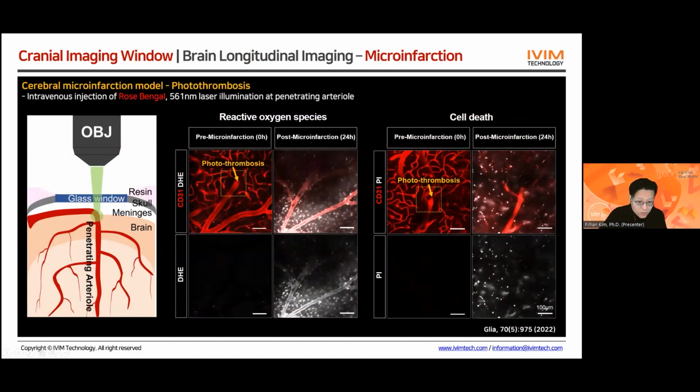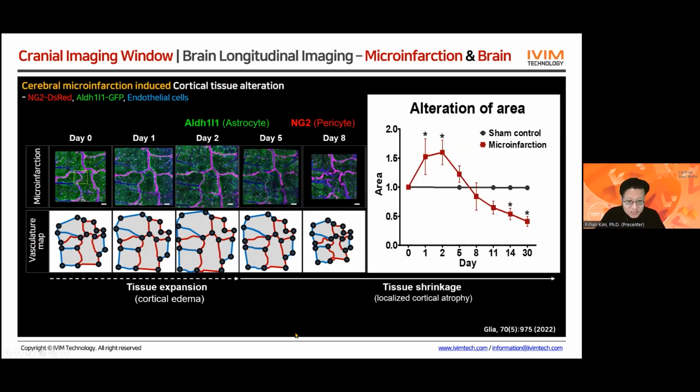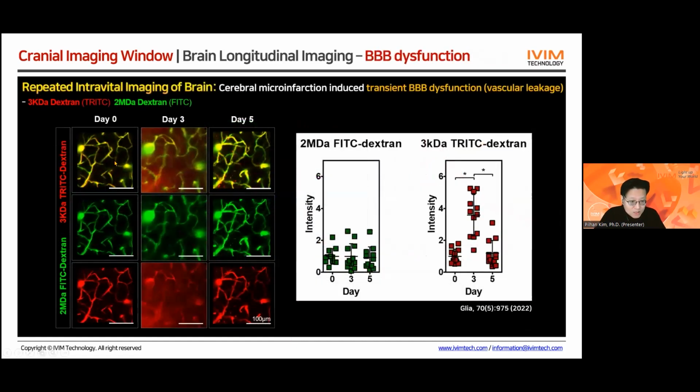And then this is another work published in Glia. In this particular example, we make a small impaction in a penetrating arteriole, and then we observe for 1 month to see the cellular level changes. This is repeated imaging of the brain cortex from day 0 to day 5 after this impaction of the single penetrating arteriole in the brain.